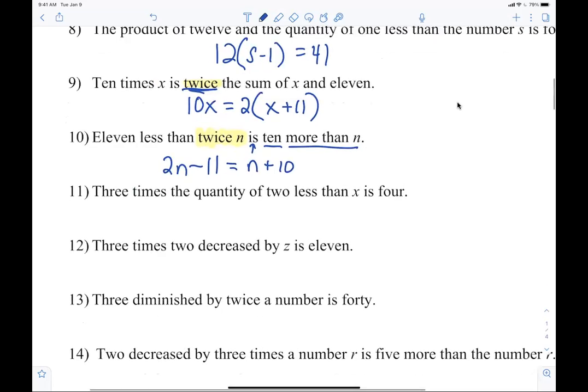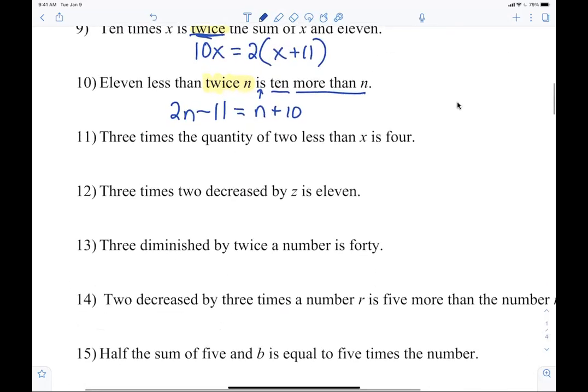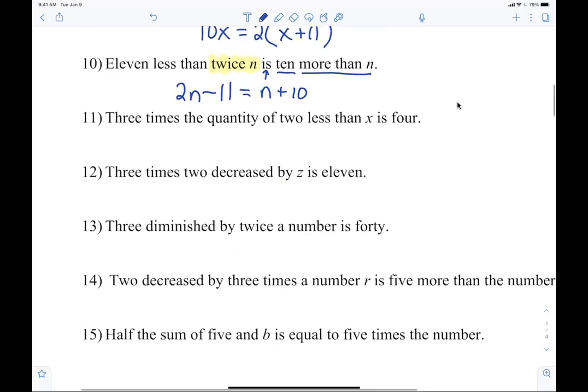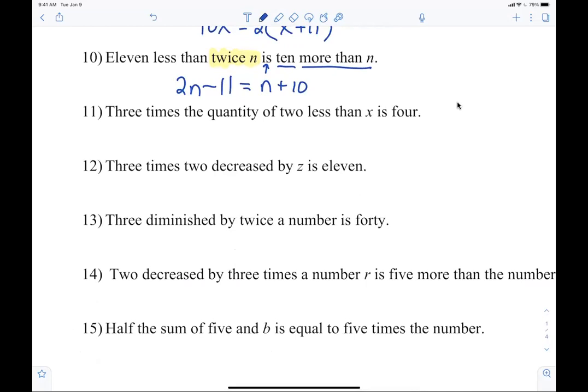All right, after court, where's Colson? All right, Colson. 3 times the quantity of 2 less than x is 4, so it would be 3 parentheses x minus 2, and the parentheses equals 4. You sure about that? Positive. Wow, I like that. Loud and proud. That is exactly correct.